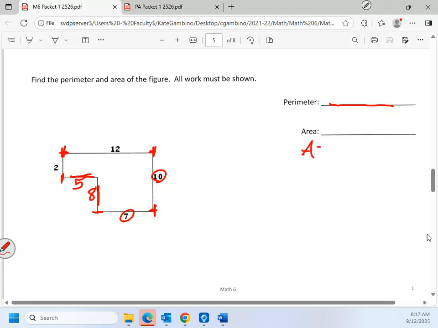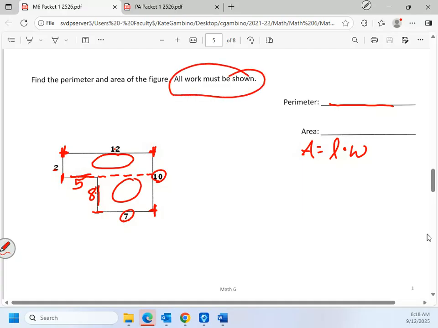So the area equals length times width, but, ooh, I've got a goofy shape. So it's not just a rectangle, it's that goofy shape. So I have to break it into 2 rectangles. You could break it that way, you could break it going up and down. It's your choice how you want to break up that goofy shape into 2 rectangles. But you're going to find the area of one rectangle, find the area of the other rectangle, and add those 2 areas together. It does say all work must be shown, so you cannot just put answers.